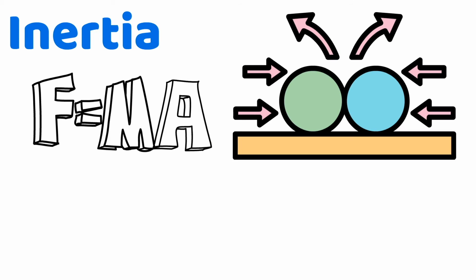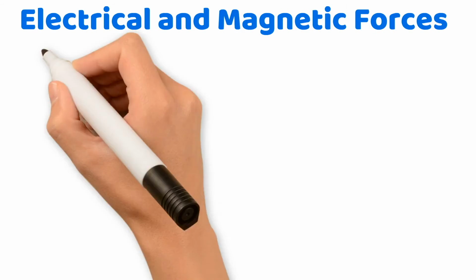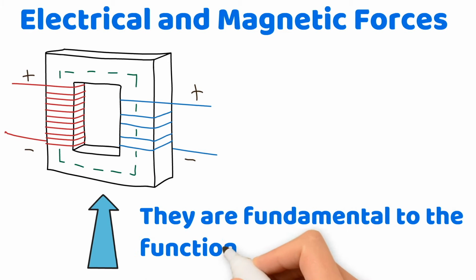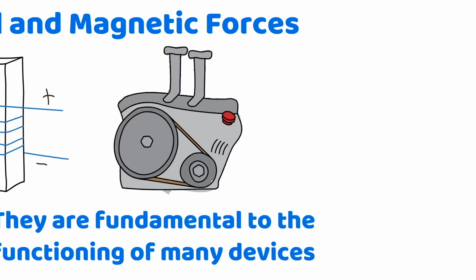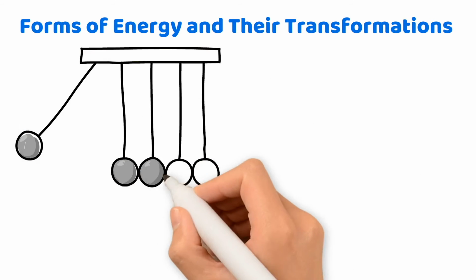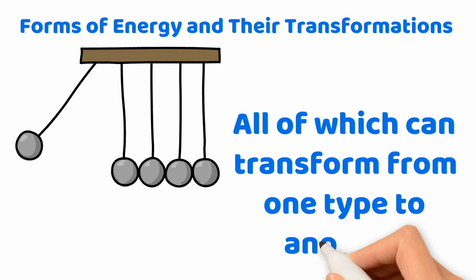Inertia. Defined by Newton's first law of motion, inertia is the tendency of an object to resist changes in its state of motion. The greater the mass of the object, the greater its inertia. Electrical and magnetic forces. These forces govern the attraction or repulsion between charged particles or magnetic poles. They are fundamental to the functioning of many devices, from electric motors to household appliances.